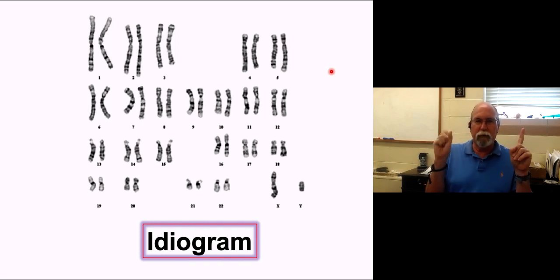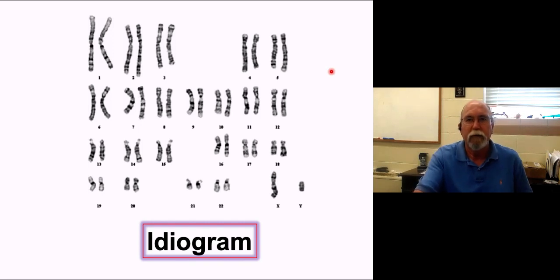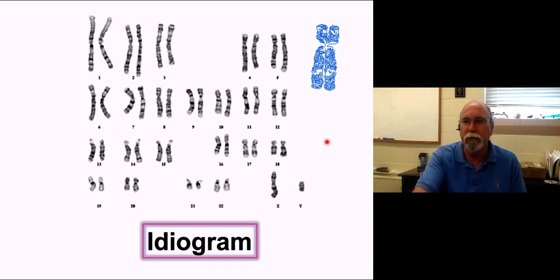Remember, we have homologs, right? So we have one from mom, one from dad. By the time you get into prophase, they've each replicated, so we have dyads. We put those dyads up and line them up into some figure, usually from largest to smallest. Just to give you perspective of where we are, each one of these is a dyad, so that's a homolog of that.